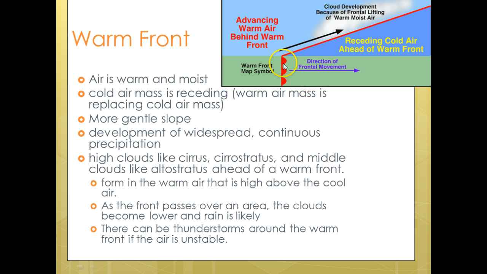If you take a look at the slope, we have a nice gentle slope in comparison to what we had for the cold front. And here we're going to have widespread continuous precipitation. So those cloudy days where it just keeps raining. There are high clouds like the cirrostratus. We also get some middle clouds like the altostratus that are going to form ahead of a warm front. See up here how it says cloud development from frontal lifting of warm moist air? It's slightly ahead of the actual front.